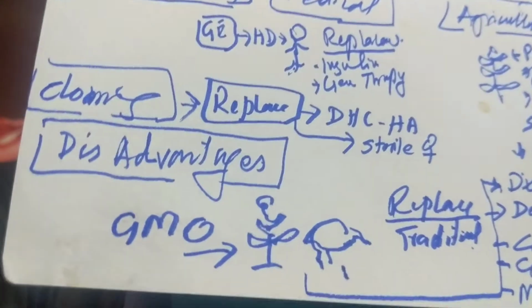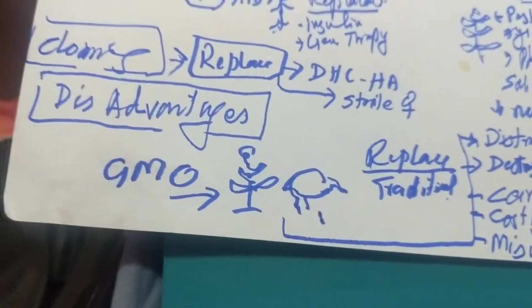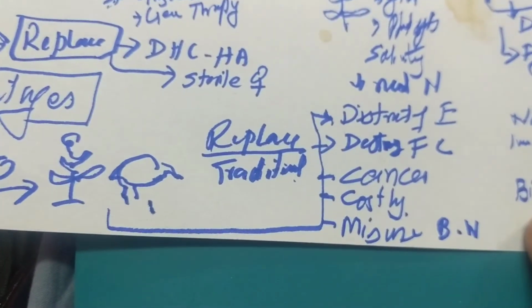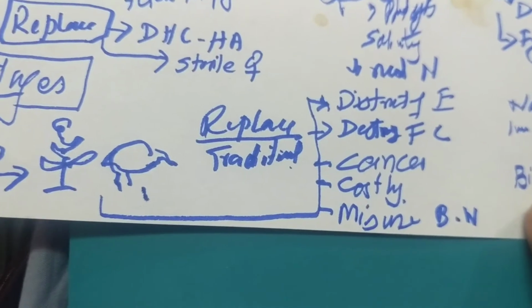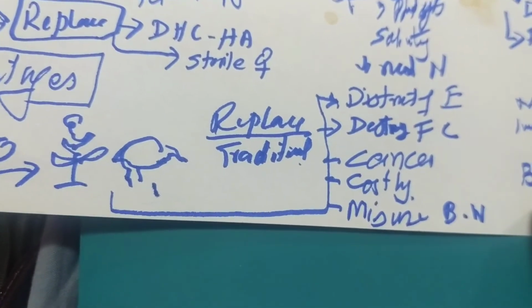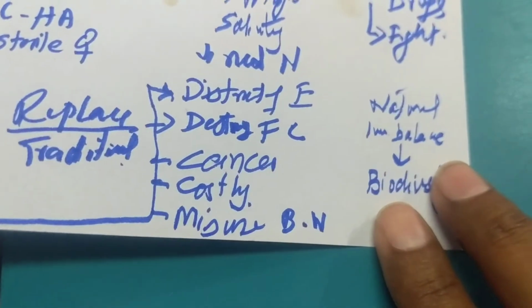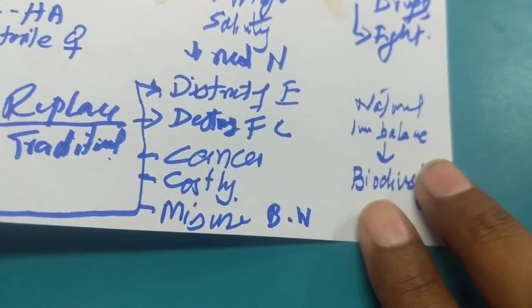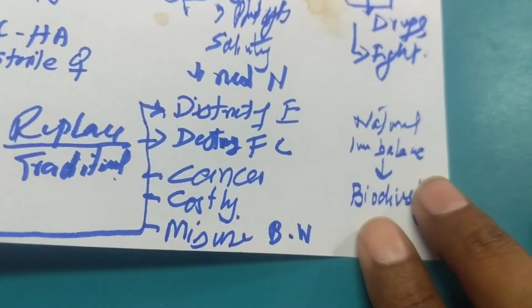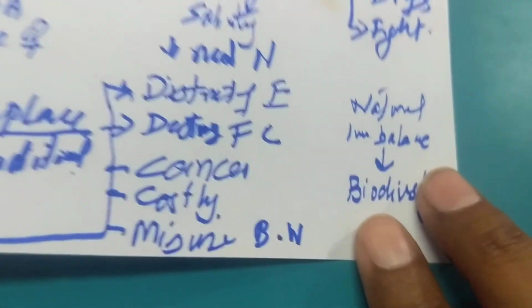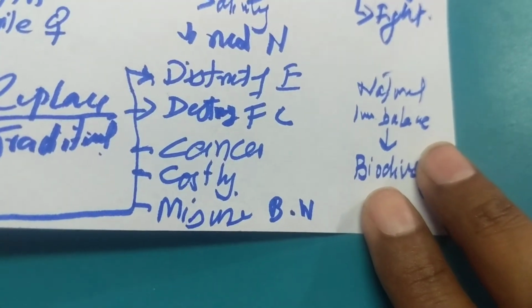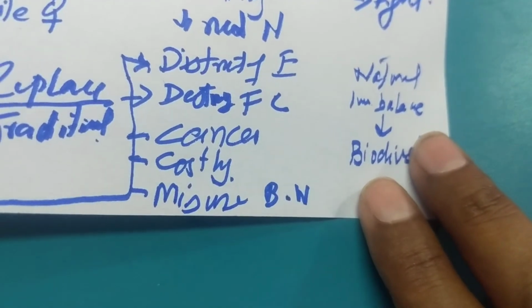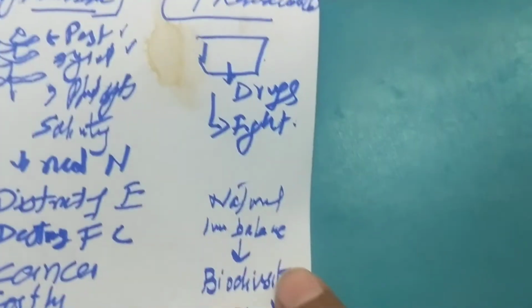Then next are its disadvantages. Genetically modified organisms like plants and animals like poultry, no doubt this replacement is a change from the traditional ones, but there are some disadvantages. They may destroy the economy, and they destroy the food chain. Cancer may also occur. They may be very costly. Misuse of this may create biological weapons.